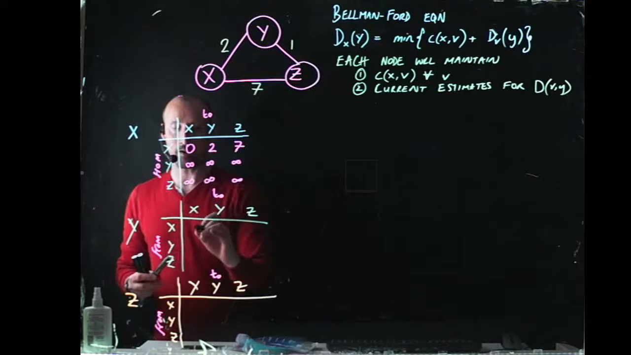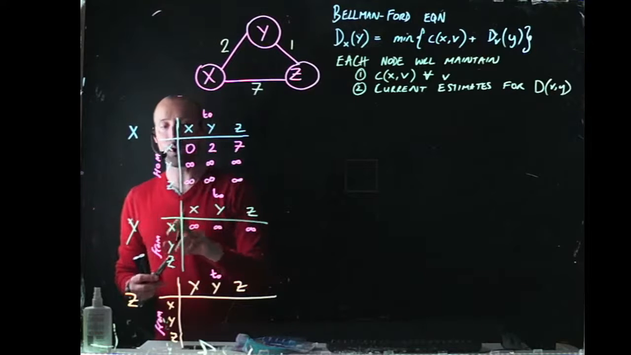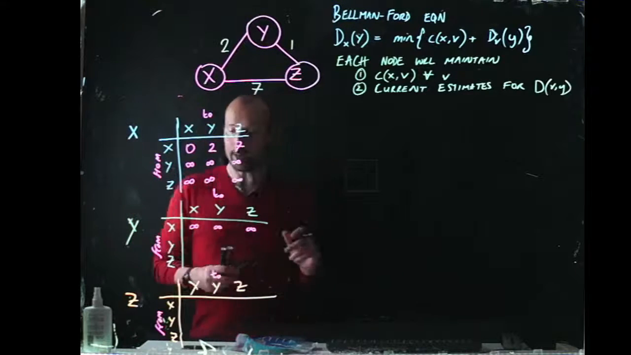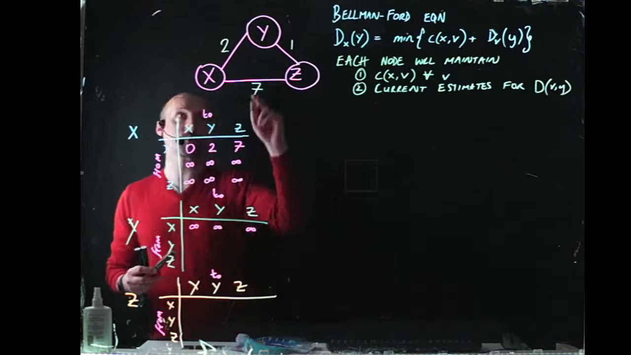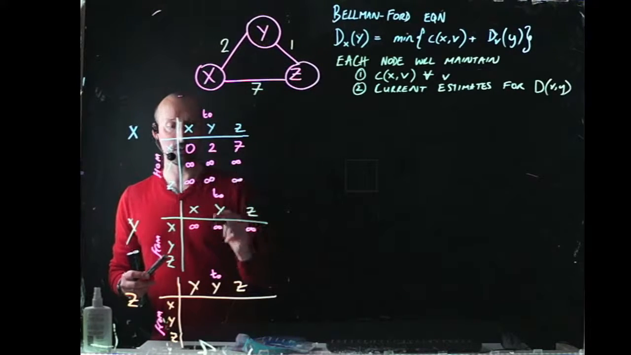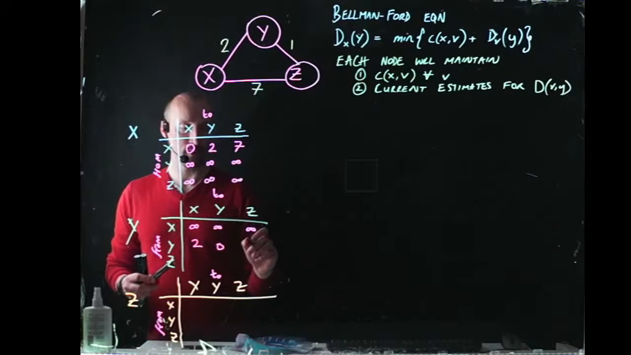So what about down here? To get to x, we don't know anything about that. So if we're node y, we don't know the cost to get from x to the other 3 nodes. We just don't know. From y, we do know, right? Because we're y, so we know it's going to cost us 2 to get to x. And to get to z is 1. And we know to get to ourselves is 0. So 2 to get to x, and to get to z is 1.